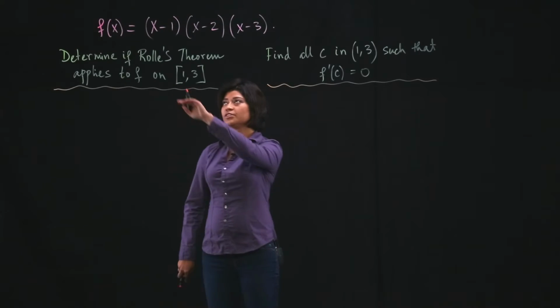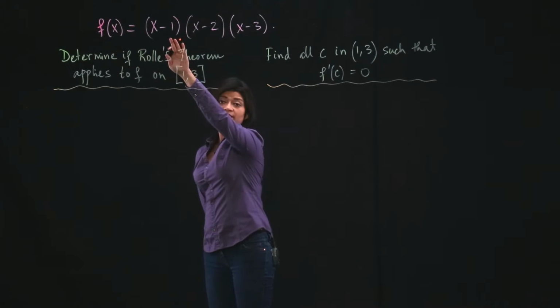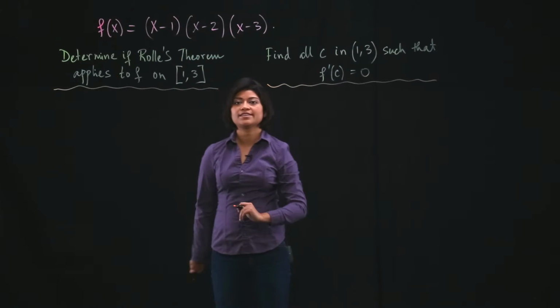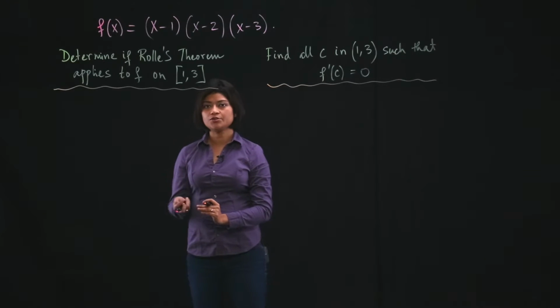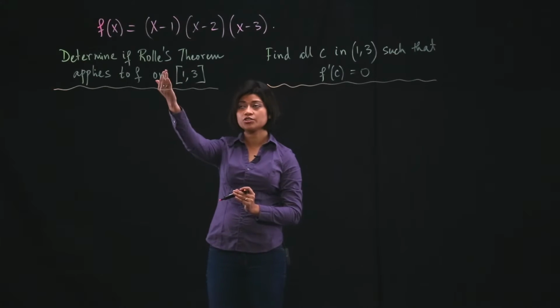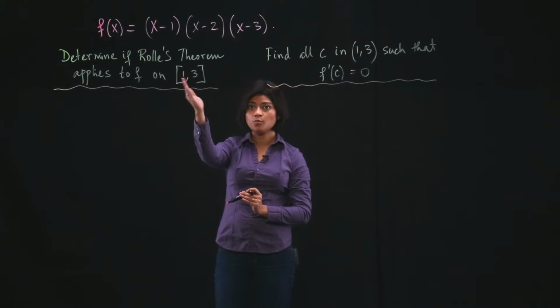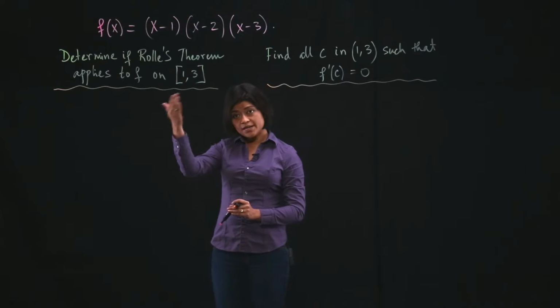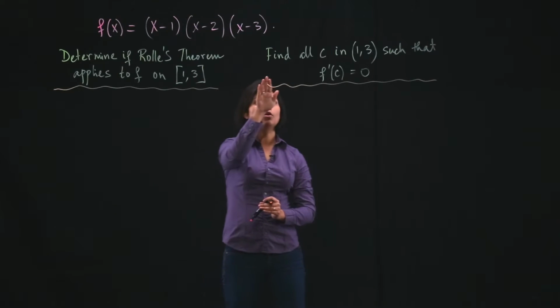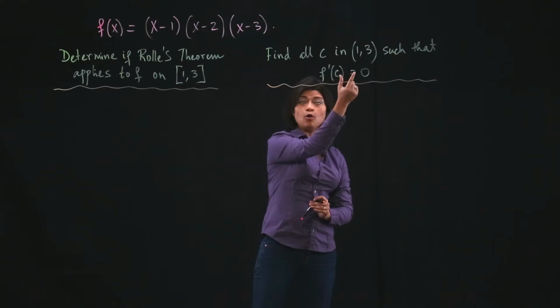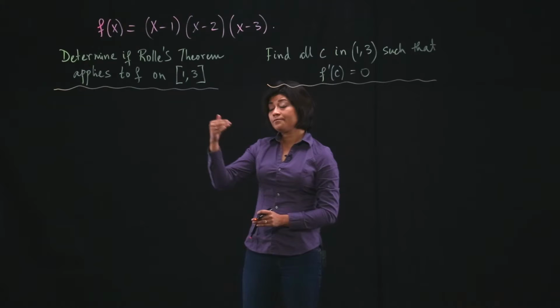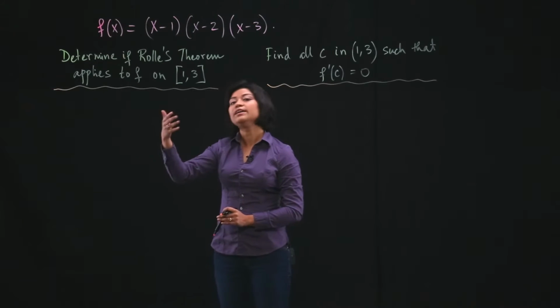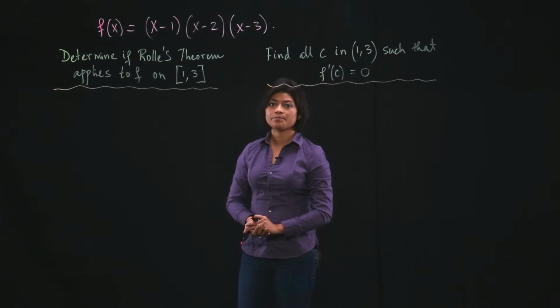Hello, I'm Papia. In this problem, we have the function f of x is equal to x minus 1 times x minus 2 times x minus 3. We have to first determine if Rolle's theorem can be applied to this function inside this interval from 1 to 3. If it does apply, then we have to find all those x values in the open interval 1 to 3 where the derivative is 0. If Rolle's theorem does not apply, then we have to figure out why it does not apply.